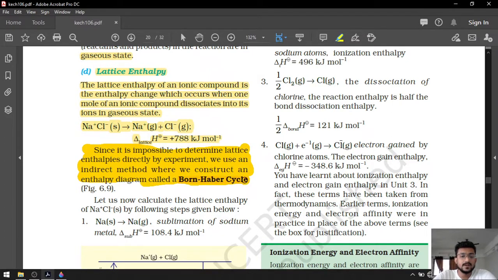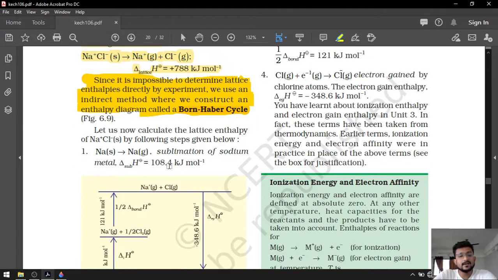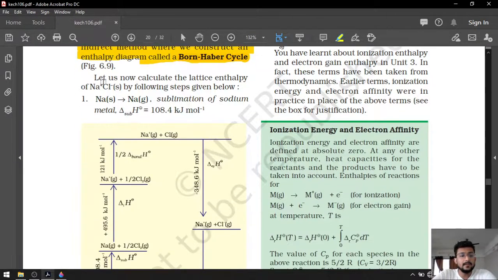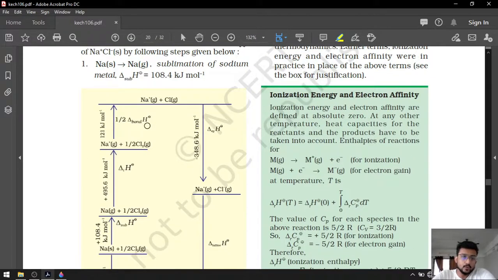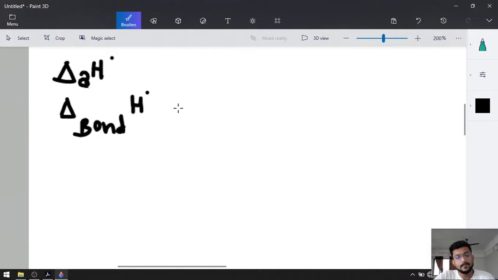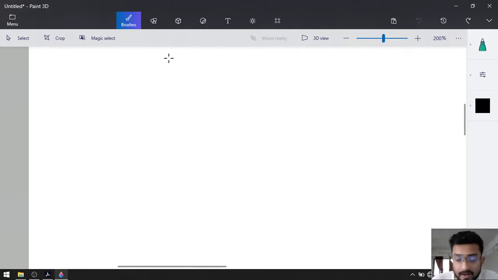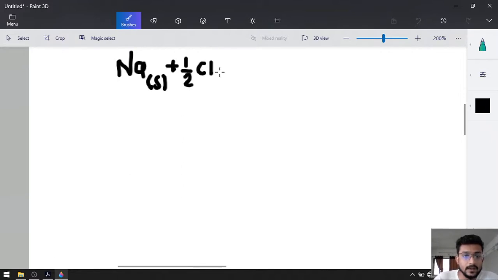Okay, so let's do this. Let us calculate the enthalpy of NaCl by following steps. What I want to do is my formation reaction. Let's complete the formation reaction of NaCl. For the formation reaction of NaCl, we will require Na in a solid form, then 1/2 Cl2 in a gaseous form.